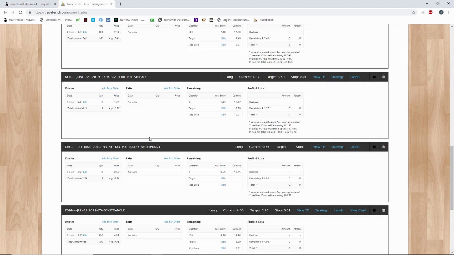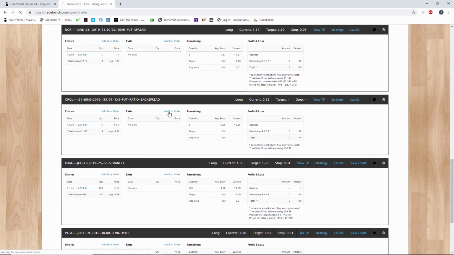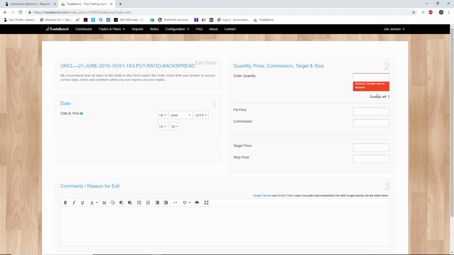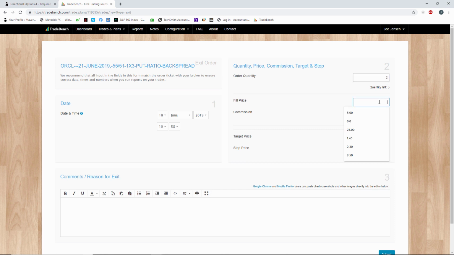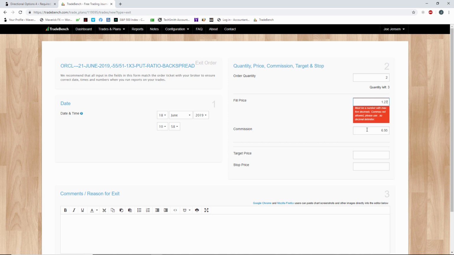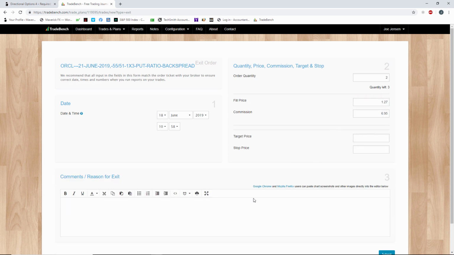Because I like to start with a nice win. So I'm going to go to add exit order. Now this is a 2-to-1, which means, you can see I love this, it says quantity is 3 left, so I just need to do 2. And the fill price on those 2 was, let me bring up my little cheat sheet, $1.27. It's a lot. Okay. It calculates it, everything's good. Sold extra puts on announce date, for example. All right. Hit submit.